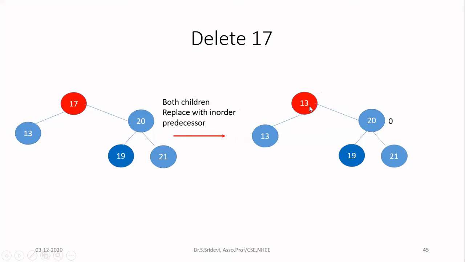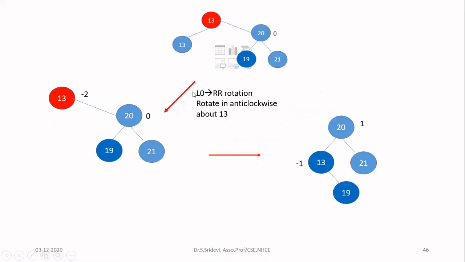Then what we have to do? This 13 is duplicated, so we need to remove this 13. This 13 is now a leaf node. When you want to remove a leaf node, just remove it and replace its parent link with null. So I have removed 13 here. I have replaced the left link of this 13 with null. So I am getting this tree.